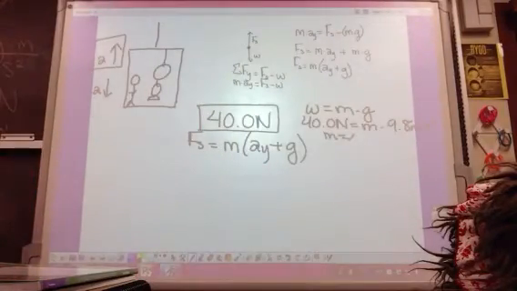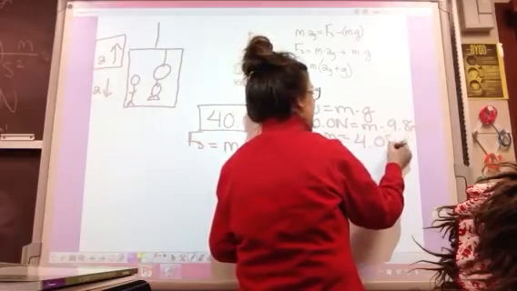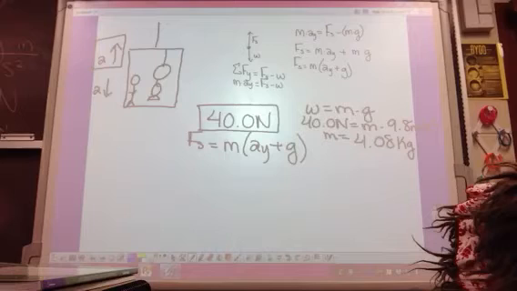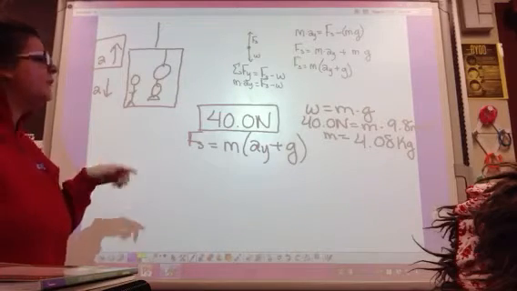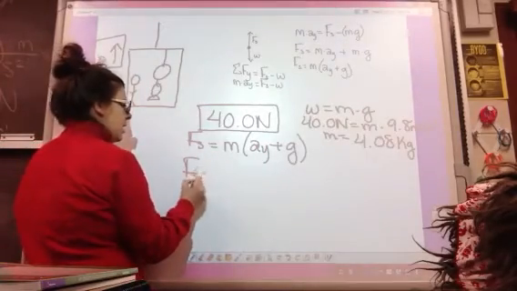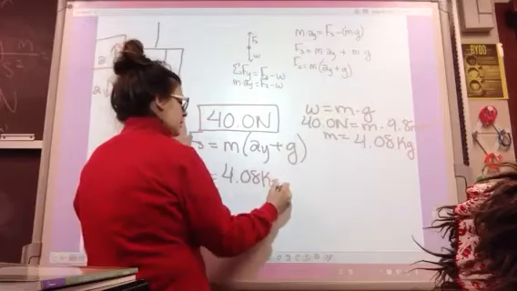So if we did that, we would get 4.08 kilograms. So this fish is 4.08 kilograms, which would be about 9 pounds. That's a big fish. So we have 4.08 kilograms for the mass. So I know mass is 4.08.